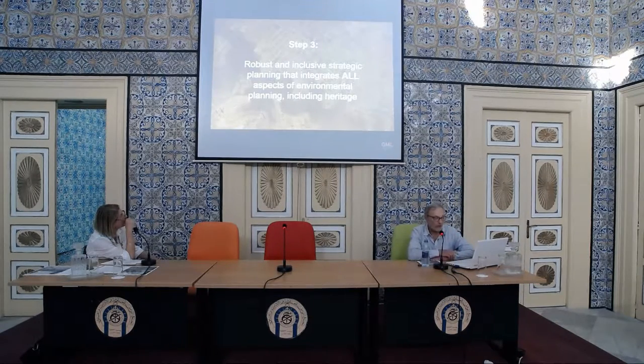The third step is robust and inclusive strategic planning that integrates all aspects of environmental planning, including heritage. So heritage is often forgotten about in environmental planning. It's not given enough weight in the planning policies that planning administrations prepare. In my experience as an urban planner, I'm an architect as well, but as an urban planner working in a City of Sydney framework, I've seen repeatedly that heritage is often overlooked when urban development policies are proposed.